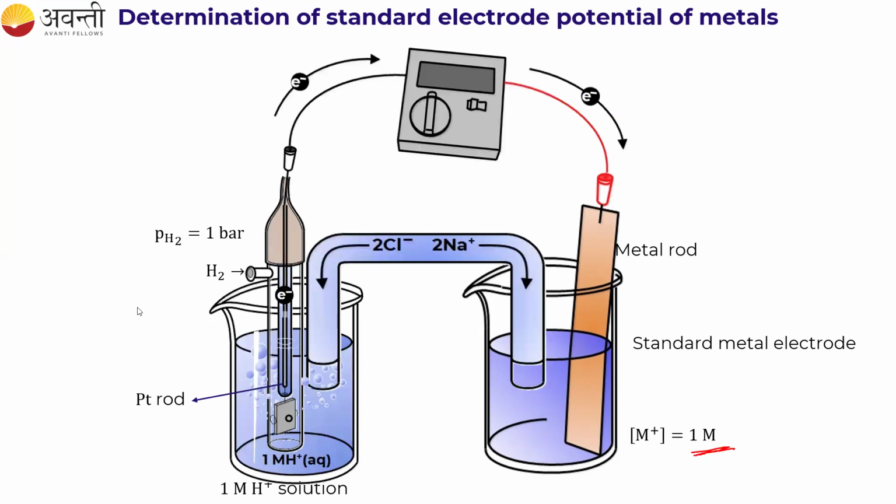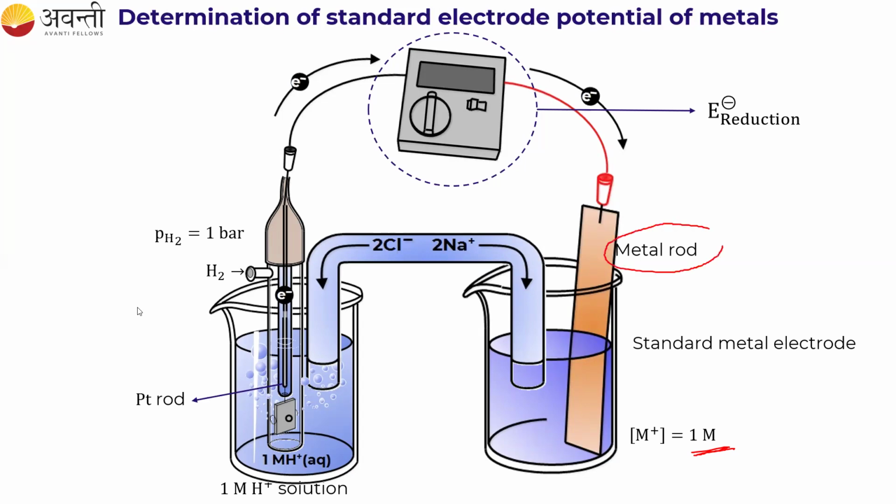Now I am connecting these two with a salt bridge. There is a standard reduction potential associated with it, denoted by E naught reduction. Got it? So using this type of instrument we determine the standard electrode potential of a particular metal rod. If I use some other metal rod here, I will get some other values. The metal can be anything: any of the D block metals or P block metals. Depending upon the nature and type of the metal, the E naught values will change.